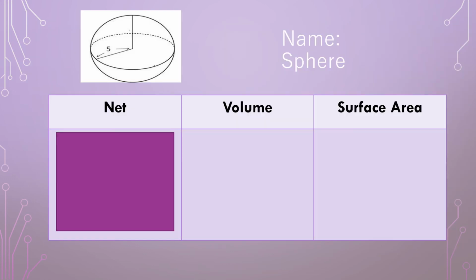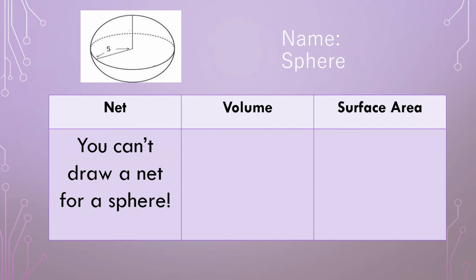Okay, so for the last one, for a sphere, you cannot draw a net for a sphere. You can do it for a cylinder and obviously a cone, but there are way too many curved surfaces for a sphere and you cannot make it a net.